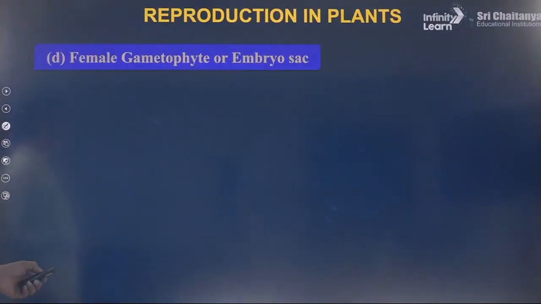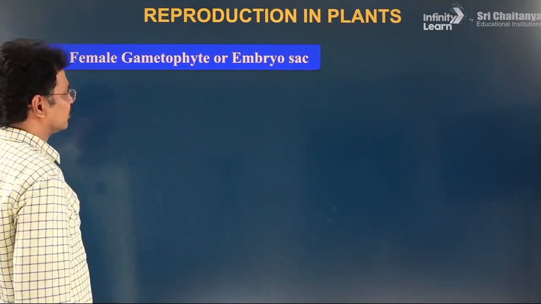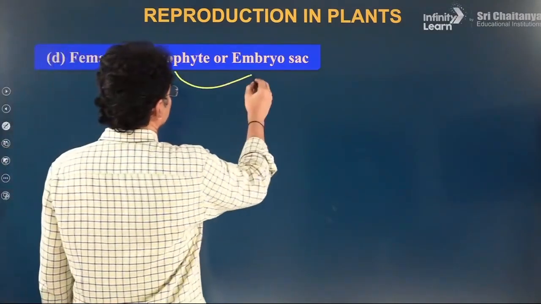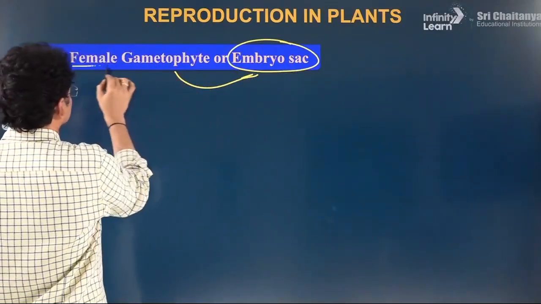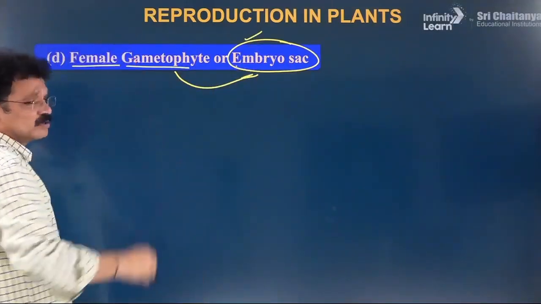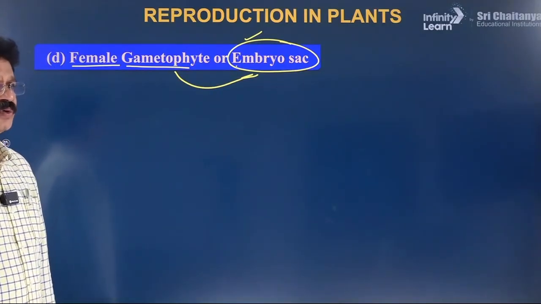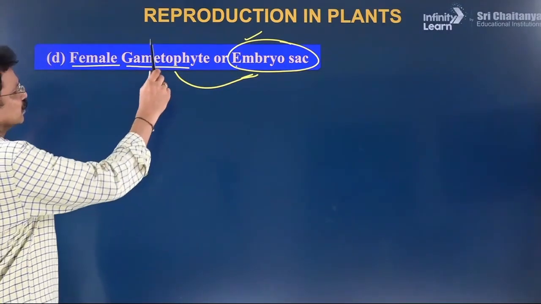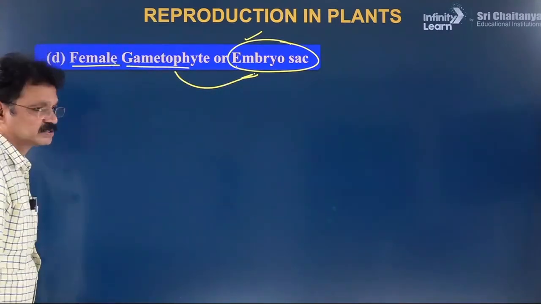Megasporogenesis is completed. The next small subtopic is the development of the female gametophyte. Another name of the female gametophyte is the embryo sac. In angiosperms, the other name of the female gametophyte is the embryo sac. Another name of the male gametophyte is the germinating pollen grain. Germinating pollen grain is another name of the male gametophyte, and embryo sac is another name of the female gametophyte.